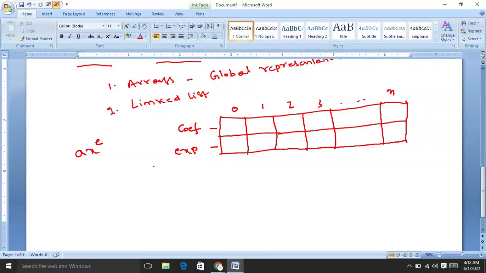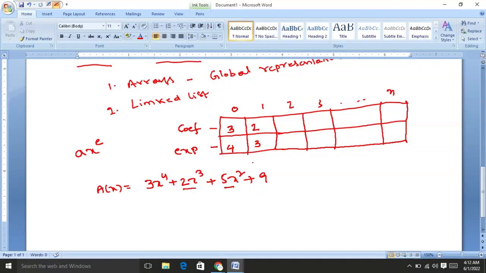So to store, for example, I am going to consider 3x to the power of 4 plus 2x cube plus 5x square plus 9. Suppose let us consider, so this is the polynomial. Then how I am going to store is first the 3 in the zero term and its exponent 4 here, and 2 here and its exponent, the second term 3 is here, right?